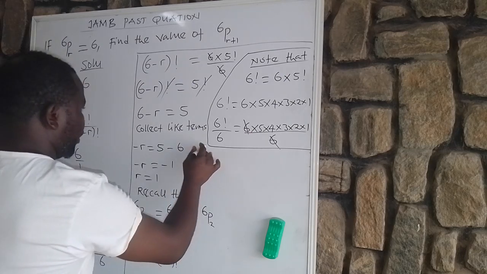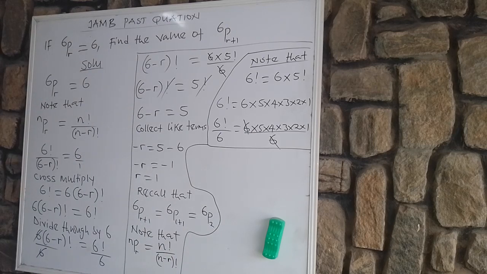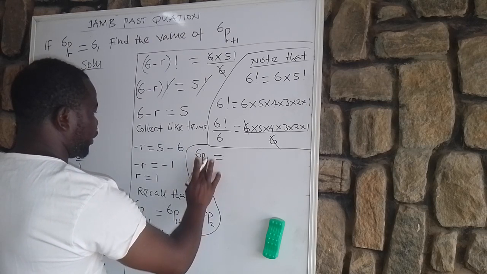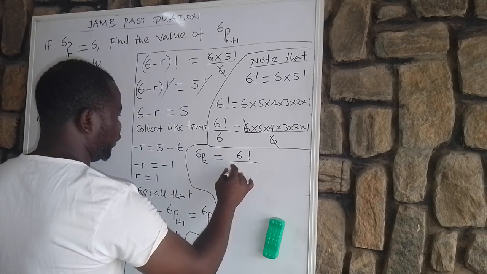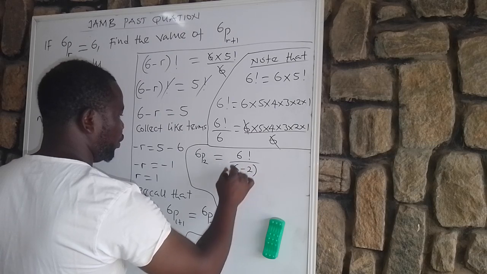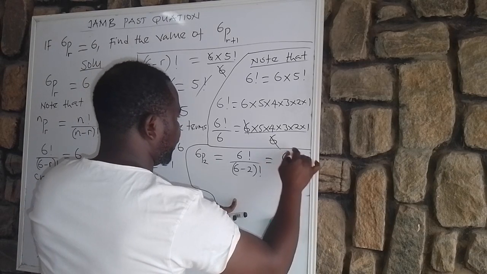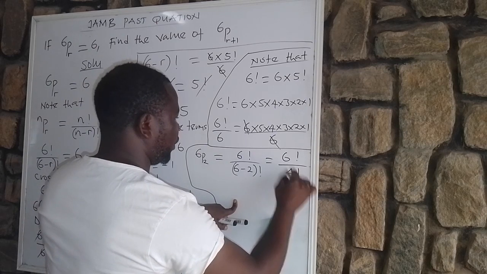Do you agree with me? So 6 permutation 2 will now be equal to 6 factorial all over (6 minus 2) factorial. This is equal to 6 factorial all over 4 factorial. True or false?